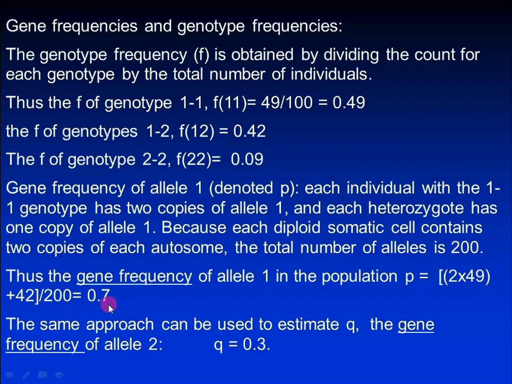That's 0.7. Using the same method, we can obtain the gene frequency of allele 2, denoted Q. Q equals 0.3. As you may find, the sum of genotype frequencies F11 plus F12 plus F22 equals 1. And P plus Q also equals 1.